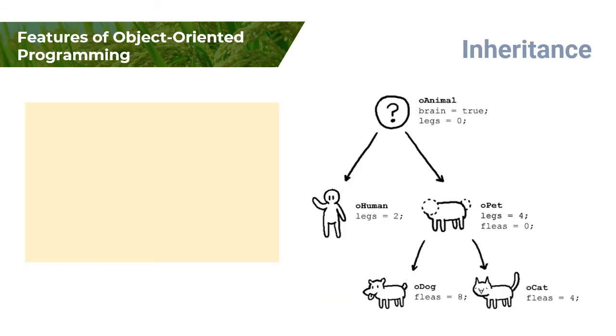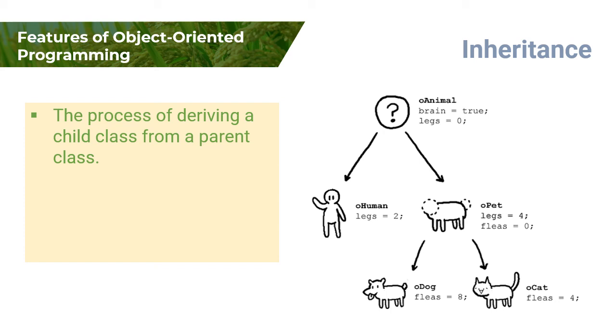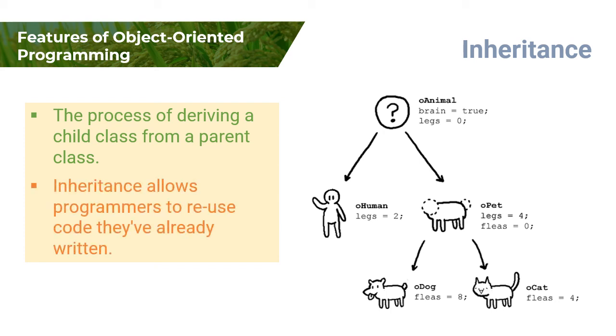Next, we have inheritance. Inheritance is the process of deriving a child class from a parent class. The child class inherits all of the properties, methods, and events of the parent class. It can then be modified or added to or subtracted from the parent class. It also allows programmers to reuse the code they've already written.